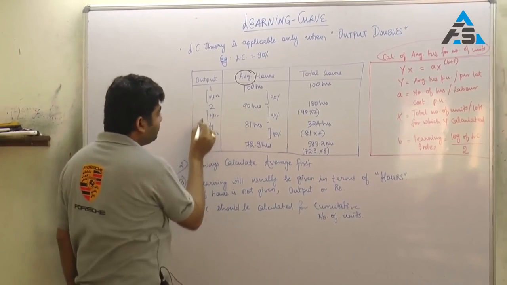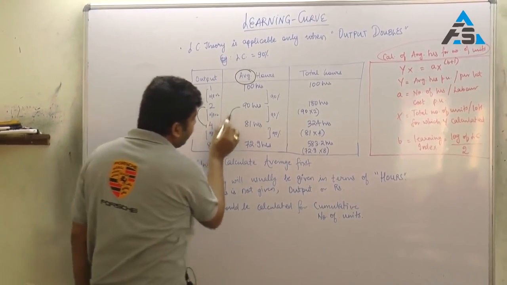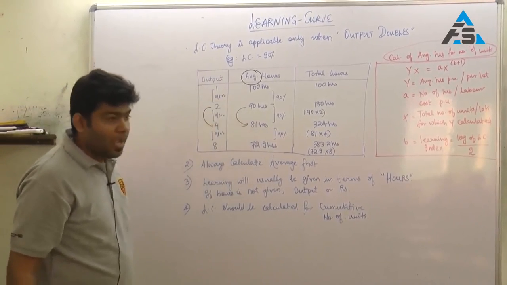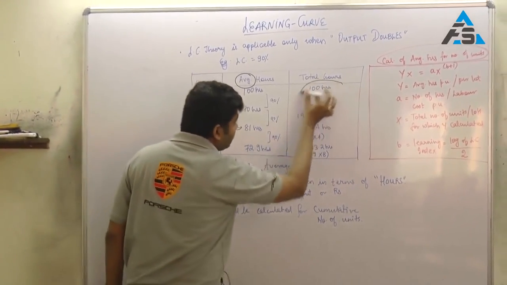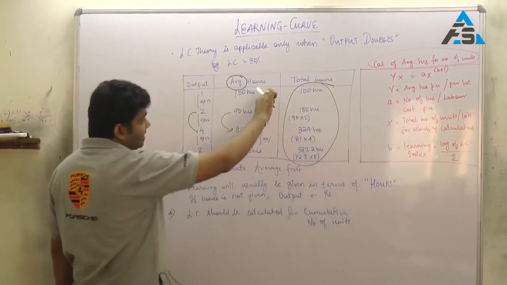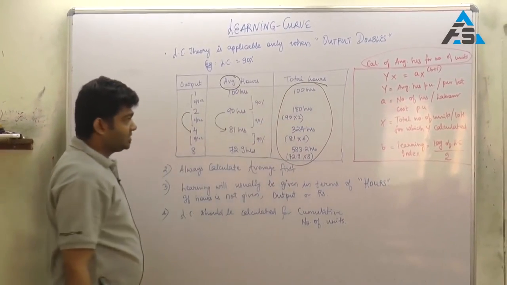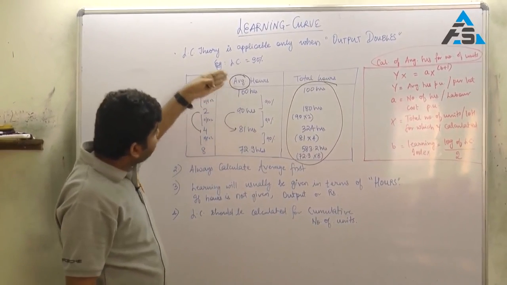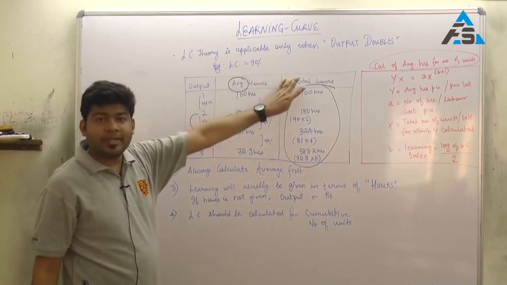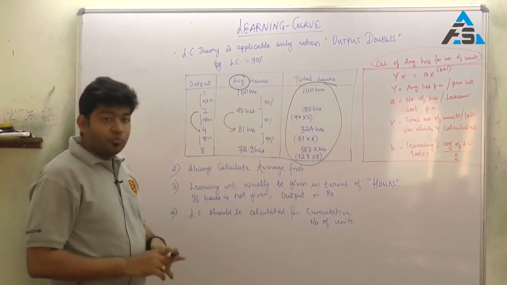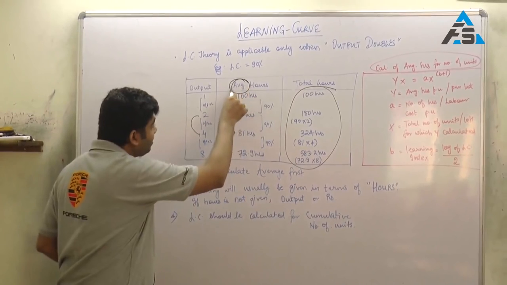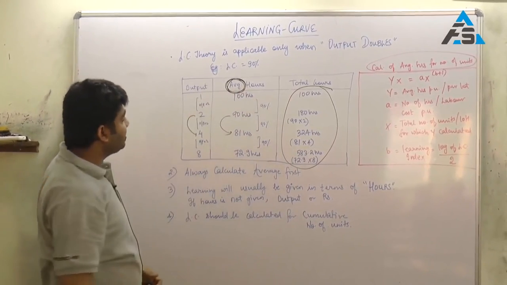Here, as my output doubles, from 2 to 4, my average hours will again reduce to 90% of the earlier 90 hours. The total hours given will be based on my average hours. So the focus here is on average hours, because average hours multiplied by output will automatically give me my total hours. The focus in the learning curve chapter should always be on the calculation of average hours.